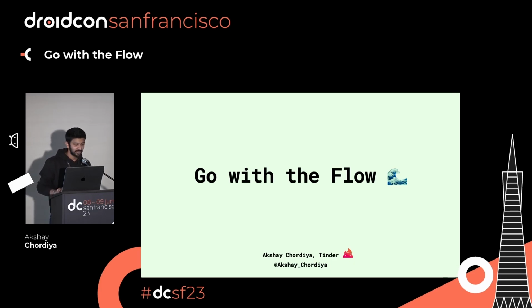So I'm Akshay Chordiya. I'm based in San Francisco, originally from India, and I work as an Android developer at Tinder, helping people match. I'm also a Google developer expert for Android and Kotlin. And today my talk is going to be about Kotlin Flow.